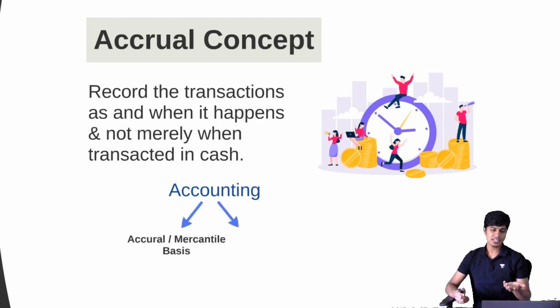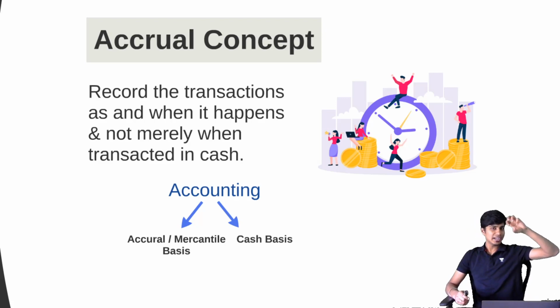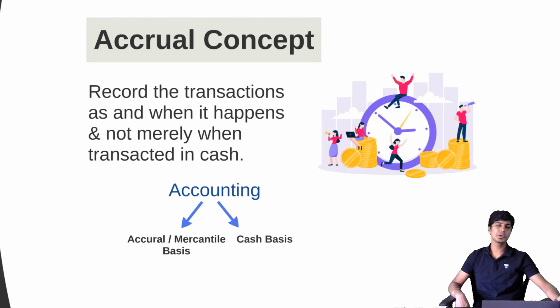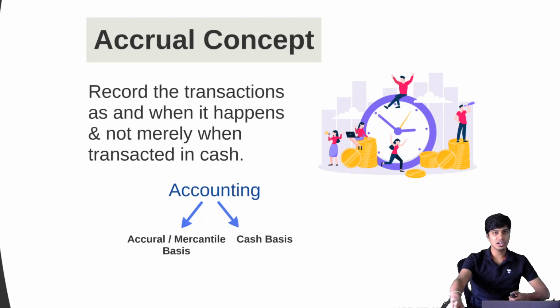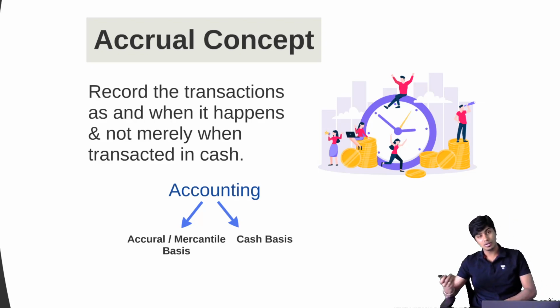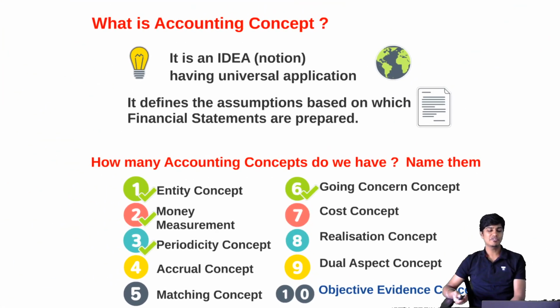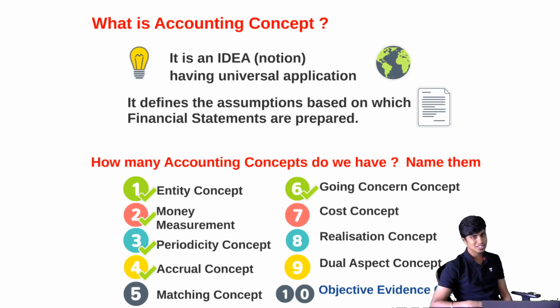Accounting can be of two categories: accrual or mercantile, and cash basis. Accrual or mercantile is to be followed by business houses. However, entities which are not for profit, non-trading, or related to a profession, they can follow cash basis accounting. And that, my friends, is accrual concept.